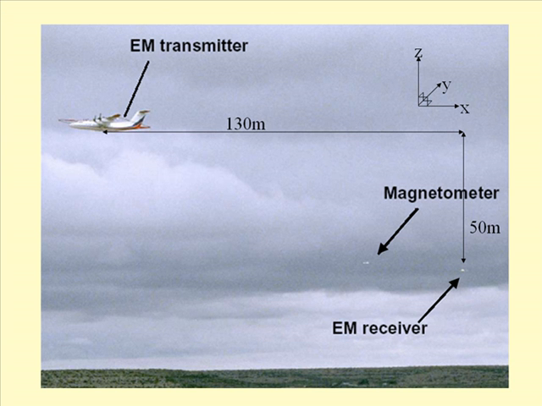So here you can see the aircraft on the left with the EM transmitter on it, and then 130 meters behind and 50 meters below, you see a tiny little white dot. That's the EM receiver. And then you can see another tiny little white dot. That's where the magnetometer is. So that's what the EM system looks like when it's flying.